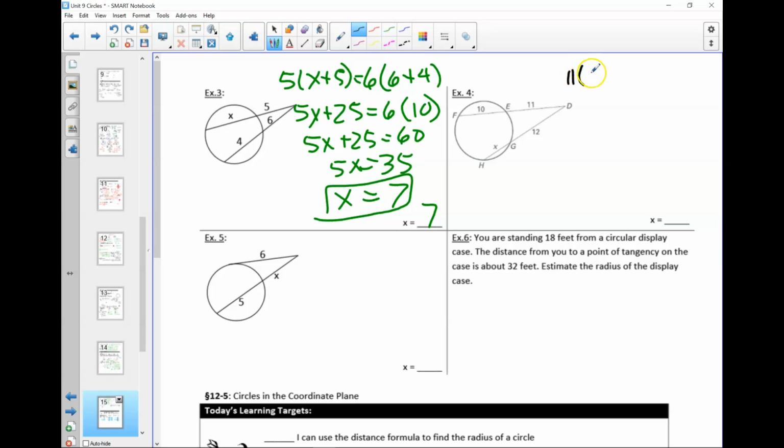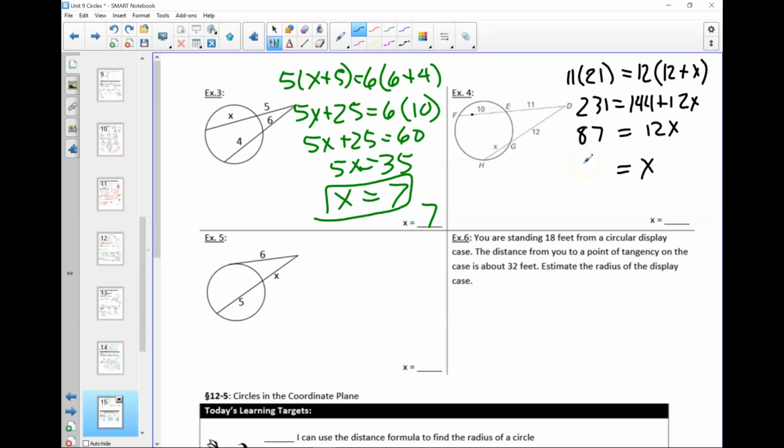11 times (11 plus 10), which is 21. We'll just do that right now. Equals 12 times (12 plus x), in this case, sorry. Okay, so 11 times 21 is 231. Distributing, we get 144 plus 12x. Then 12x will equal 87. Dividing both sides by 12, x equals 7.25.